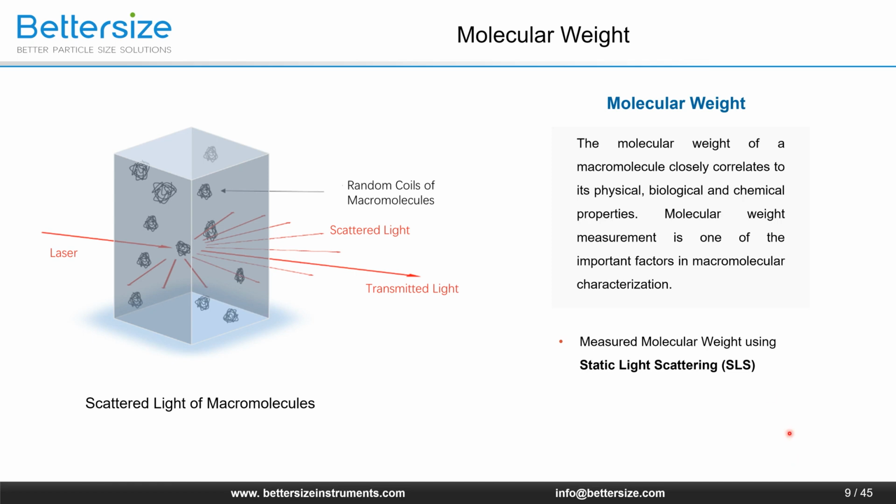In addition to particle size and zeta potential, another parameter offered by BeNano is molecular weight, which is the weight of a given molecule, which is measured in daltons. Molecular weight is a significant characteristic of polymer for determining the mechanical, bulk, and solution properties of materials. The technology used to determine the molecular weight is called static light scattering. I will talk more about it in the next section.